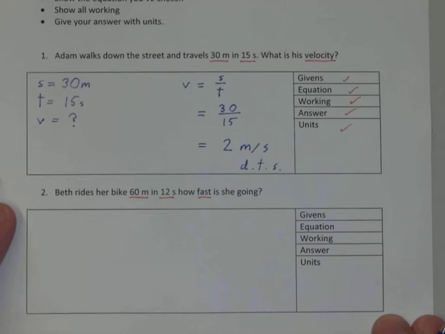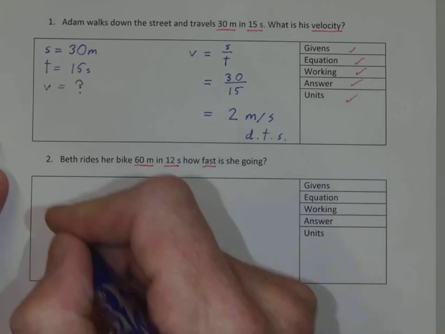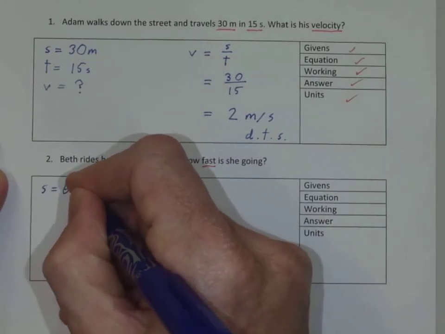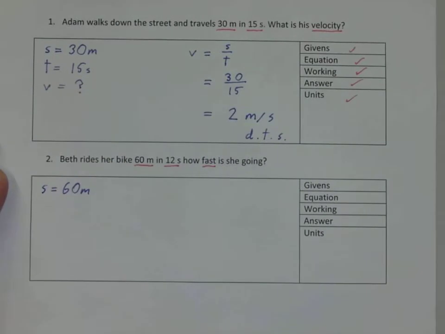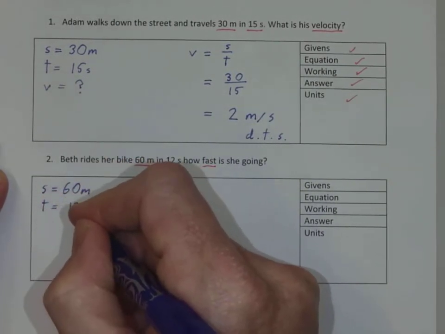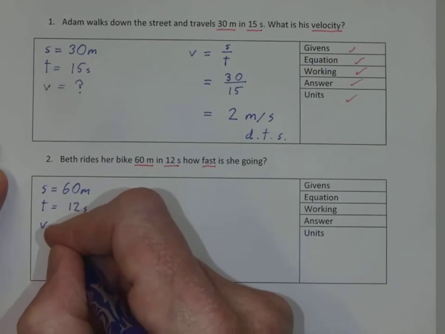Let's go back to Beth. Beth rides a bike 60 meters in 12 seconds. How fast is she going? So we've read the question carefully. We list any values that we know. So S equals 60 meters. Time equals 12 seconds. And we want to know how fast is she doing.